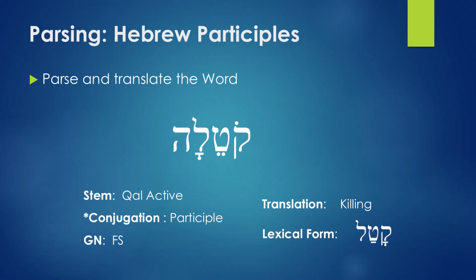Now notice you have holem sere. This holem sere is pointing to qal active participle, and the ending is from the feminine. So it's feminine singular. Kotela: the stem is qal, the conjugation is participle, gender and number is feminine singular. Translation is killing, active voice. Lexical form is katal.